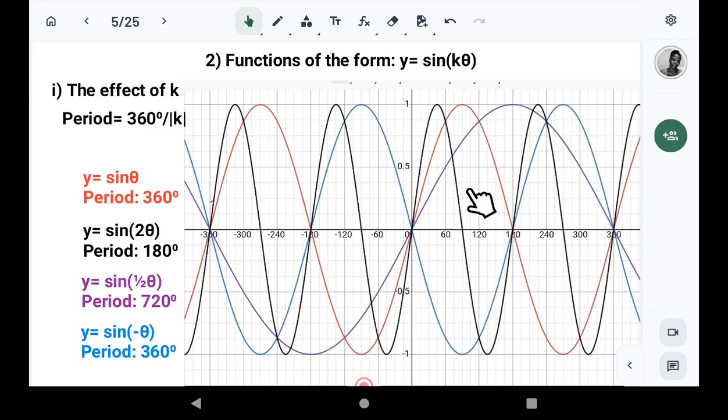Instead of starting with a positive or a maximum turning point, you start with a minimum turning point and you end with a maximum turning point, instead of ending with a minimum turning point. That's what happens. And then the period is obviously calculated as 360 degrees divided by the absolute value of k.